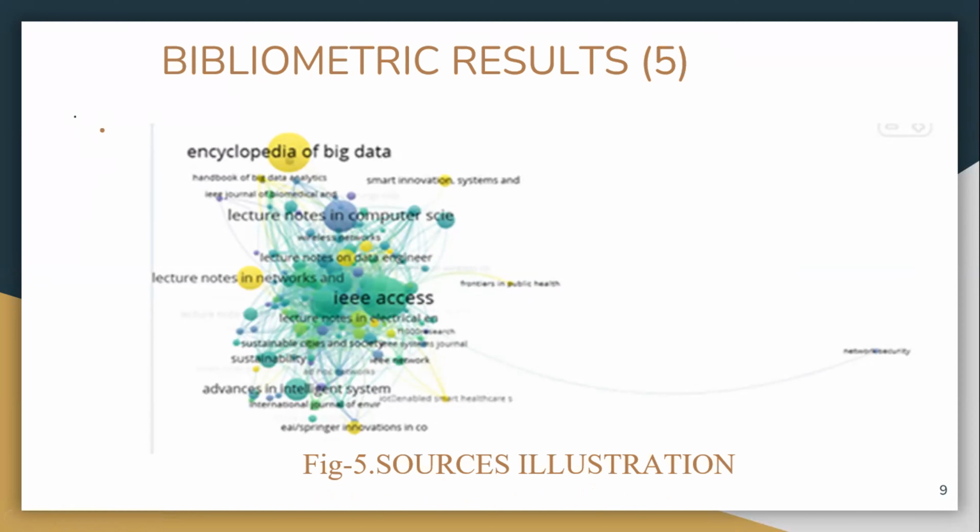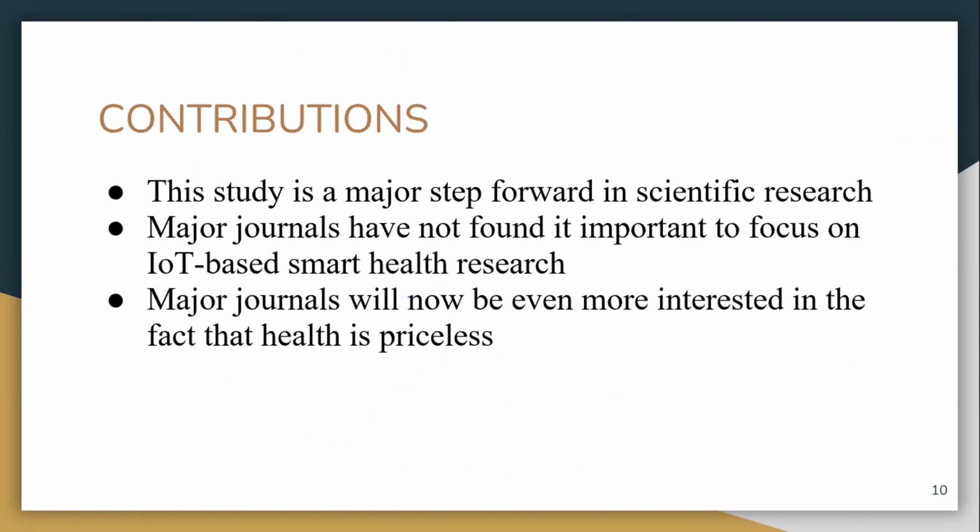283 published documents. This is because many journals focus on IoT and health, but few are used in the field of IoT-based smart health. Encyclopedia of Big Data came in second position with 244 papers, followed by Lecture Notes with 159 papers. What are now the contributions?